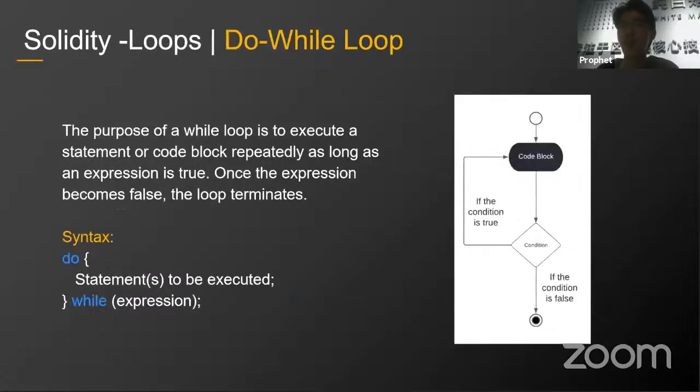The second is the do while loop. The main difference between the while loop and the do while loop is that the while loop will check the condition first, and the do while loop will check the condition last. Like this, the do while loop will execute the statement first and then check the expression. If the expression is not met, then it will just continue and not come back to the do to execute the statement repeatedly.